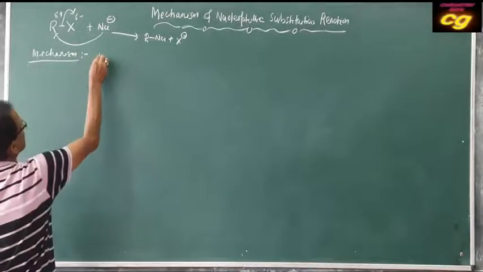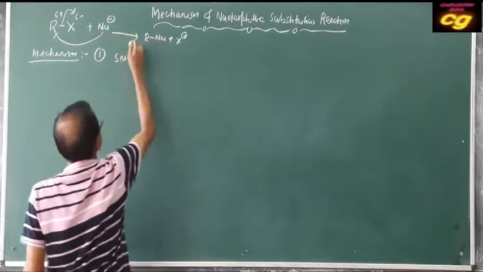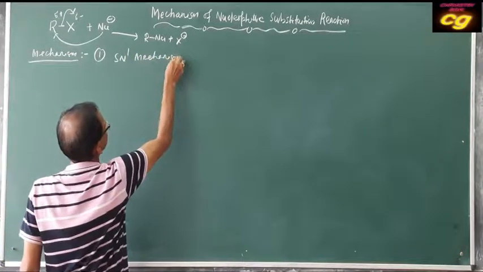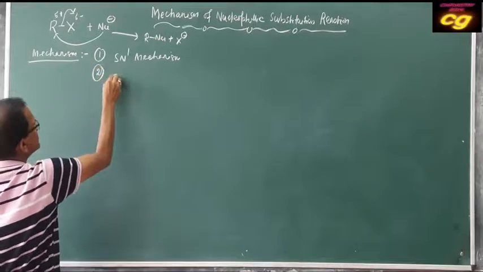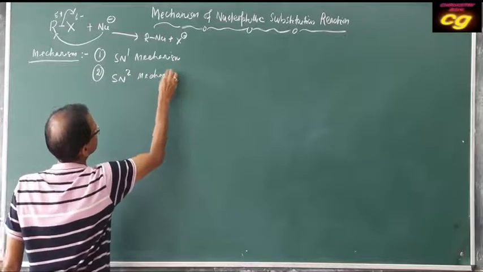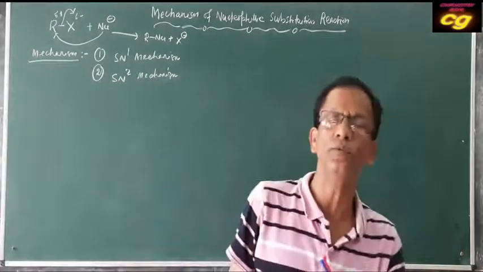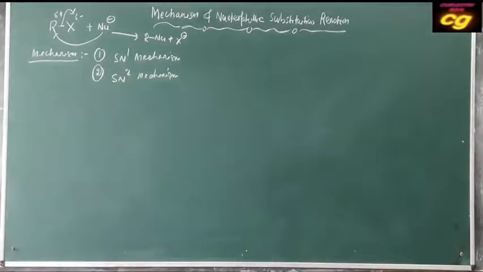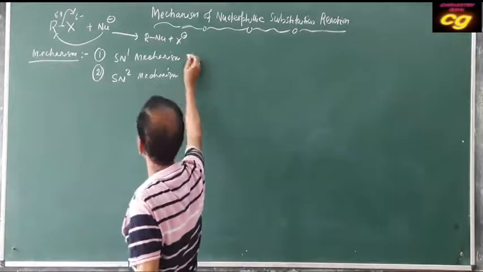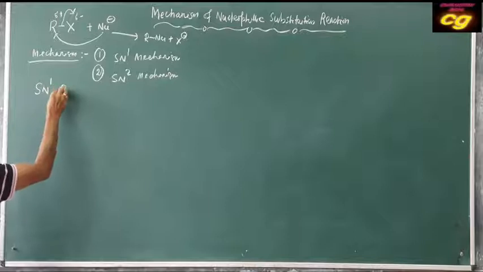The first one is the SN1 mechanism. The second one is the SN2 mechanism. By these two mechanisms, we can explain the nucleophilic substitution reaction of haloalkane. So what is SN1? For the SN1 reaction, you can say SN1 mechanism.